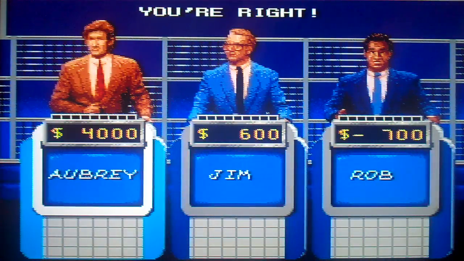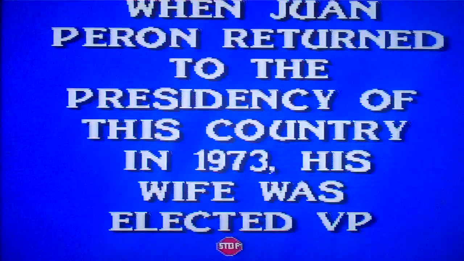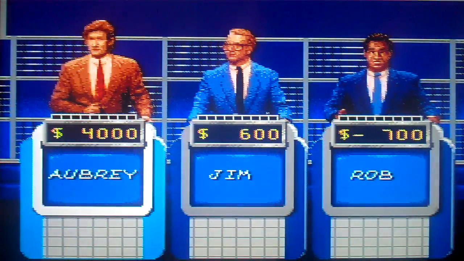$4,000 now. South America, 200. The answer is: When Juan Perón returned to the presidency of this country in 1973, his wife was elected vice president. What is Argentina?